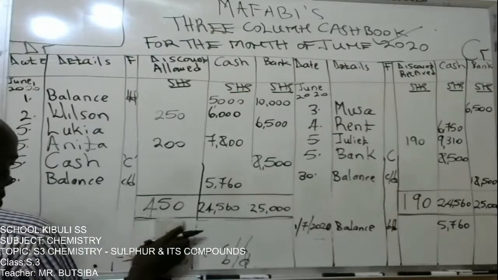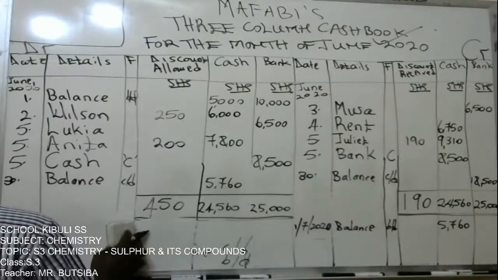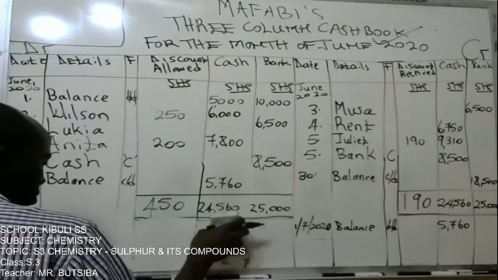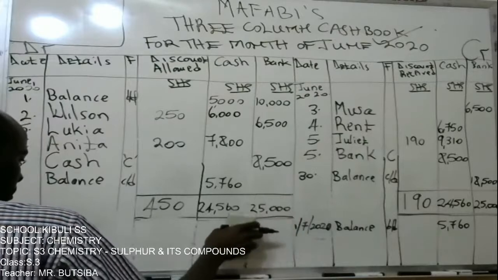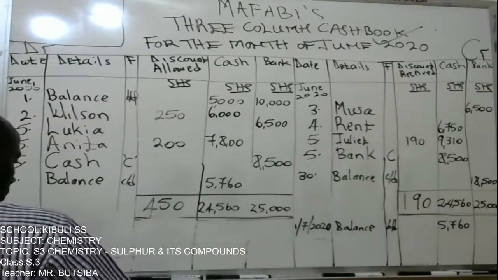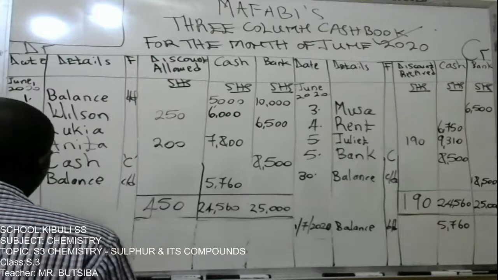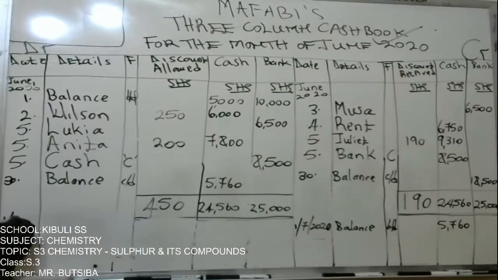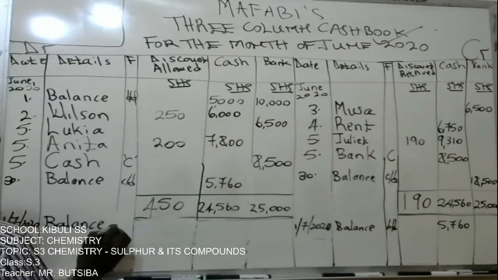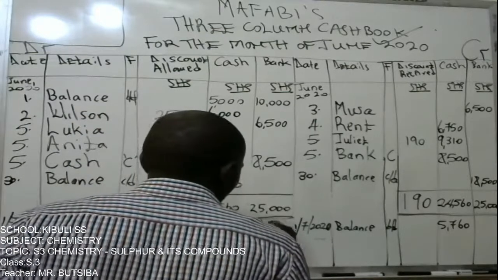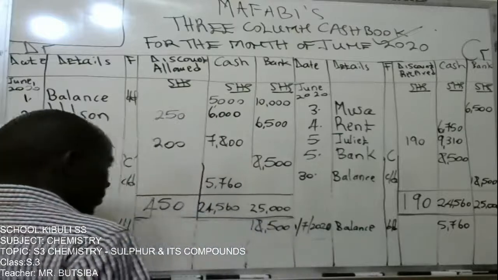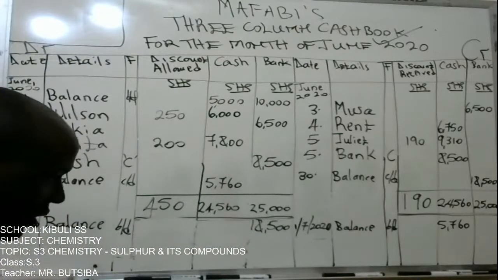The balance brought down. Come on the debit side and record the balance brought down. Hope you have already recorded that balance brought down on the debit side on the first date of the new month, which is now July 2020. Then you say balance brought down 18,500.